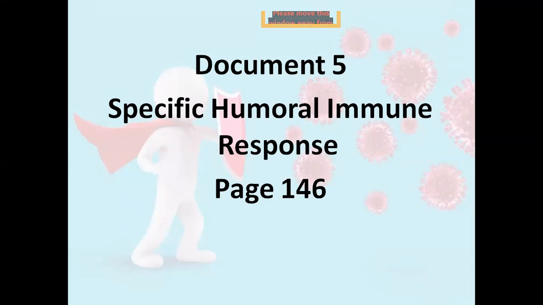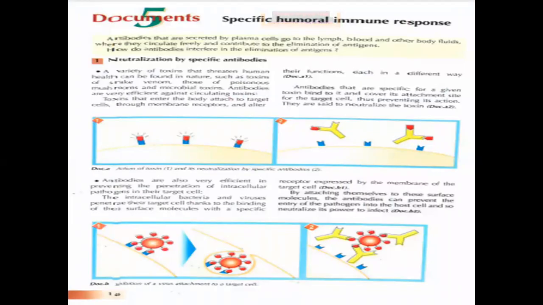Document 5, the specific humoral immune response. Already we talked about this a lot. We have antibodies secreted by plasma cells. They go to the lymph, the blood, and other fluids. How do the antibodies interfere in the elimination of the antigen? Neutralization by specific antibodies. Neutralization means the binding of the antibody to the antigen.